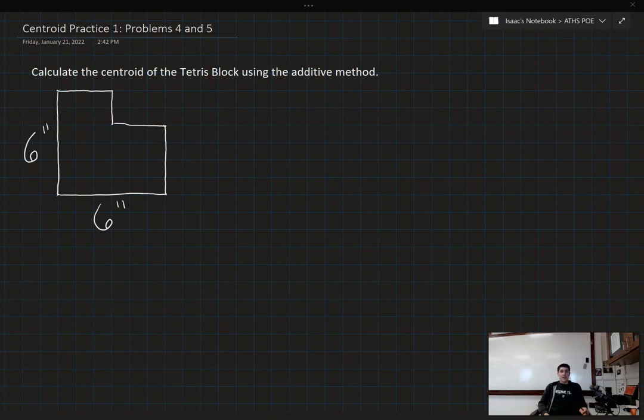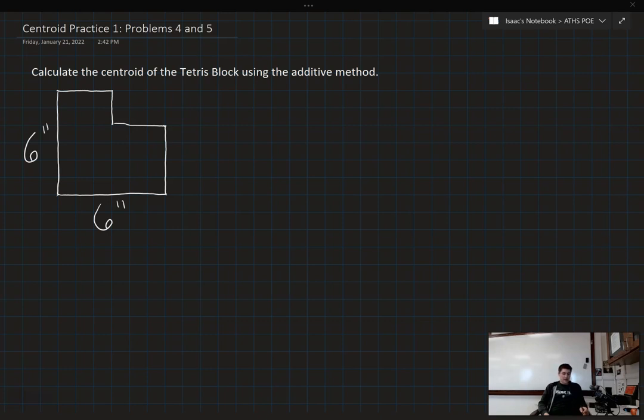Hey guys, today we are going to do an example problem of a centroid. In this example problem we're going to be working on the Tetris block from Centroids Calculations assignment number 1. This is problem number 4, and in the next video we will use this exact same model to do what's called the subtractive method. But today we're going to do the additive method.